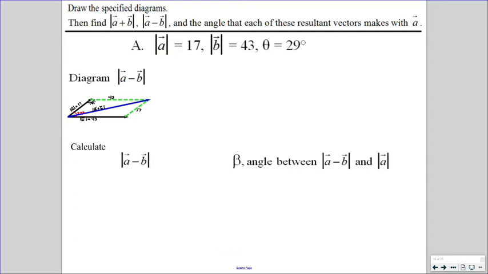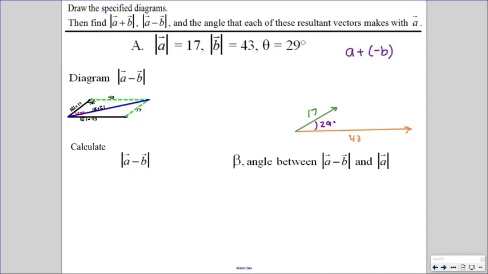Remember, I'm going to try and keep the colors the same. I graphed b in orange. So this was vector b. That was 43 in magnitude, and vector b I had constructed with its head on the right-hand side. And then vector a had a magnitude of 17, and remember that the angle between vector a and b was 29 degrees. But we are trying to find a minus b. Now a minus b is the same thing as saying a plus negative b.